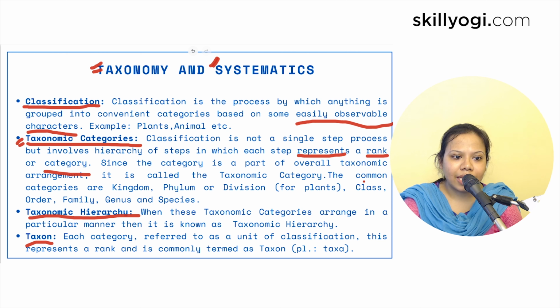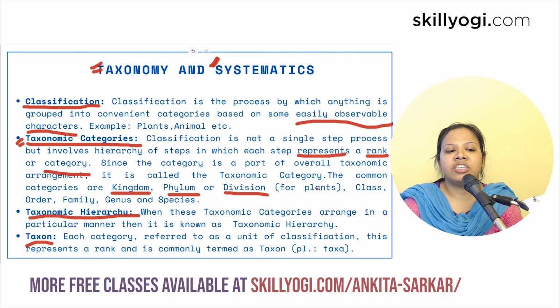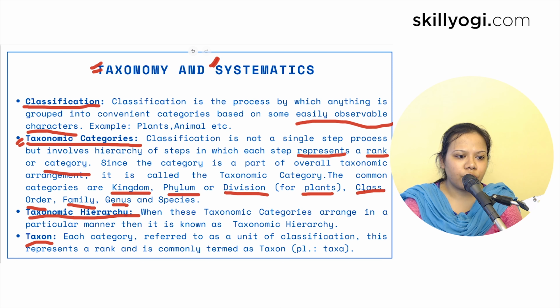What are the categories present in taxonomy? They are kingdom, phylum or division, phylum in case of animals and division in case of plants. Second, class. Third, order. Fourth, family. Fifth, genus. And sixth, species. So 1, 2, 3, 4, 5, 6, 7: seven categories are present in taxonomy.